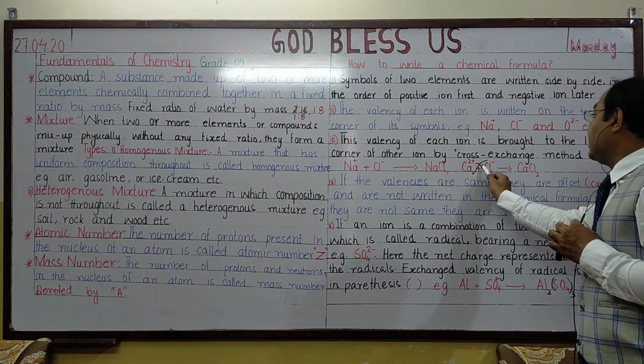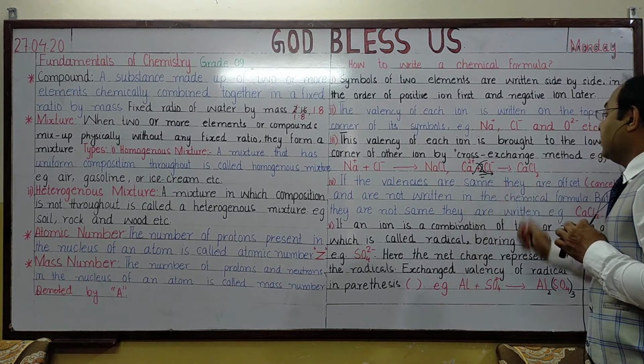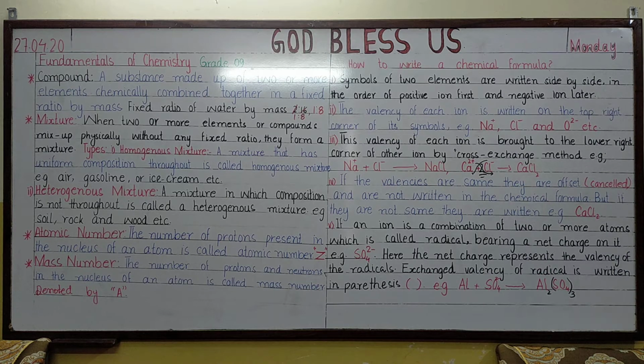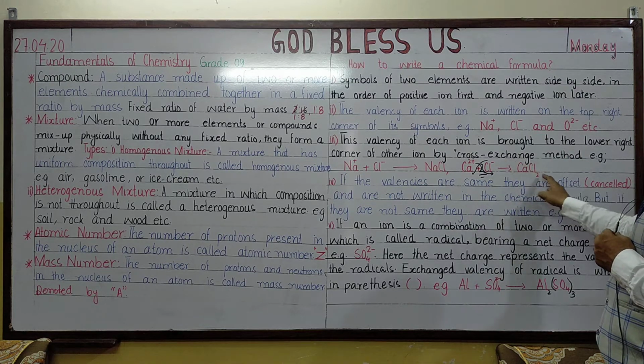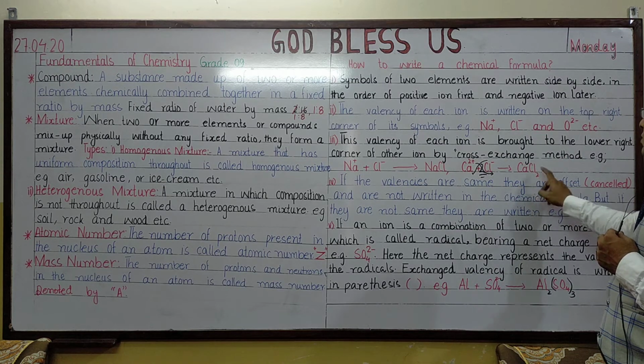If I want to make it balanced, I will have to put 2 here, because 2 ions of chloride are required in order to make it balanced. So it's a balanced chemical equation. Valency of calcium is shifted to the lower right corner of the chloride.